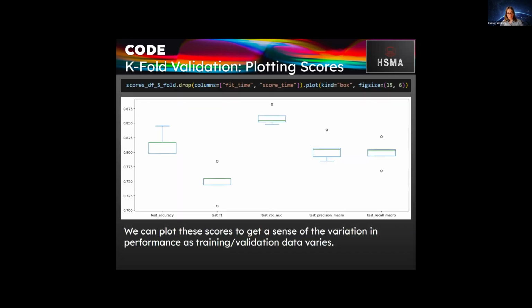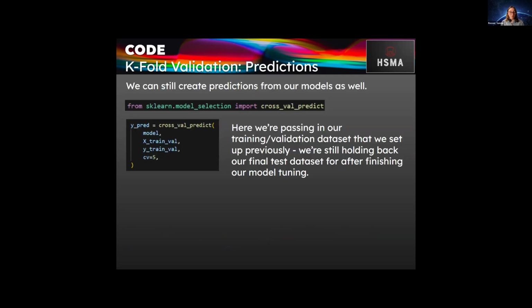And then we can start to look at how much the scores vary. If they vary a huge amount, then your model's potentially not very stable. It's quite dependent on how the splits have ended up being. If they're quite close, if there isn't a huge range in the training and validation scores, then your model's a little bit more stable, a little bit more robust to slight tweaks in the training data. And we can still predict as well.